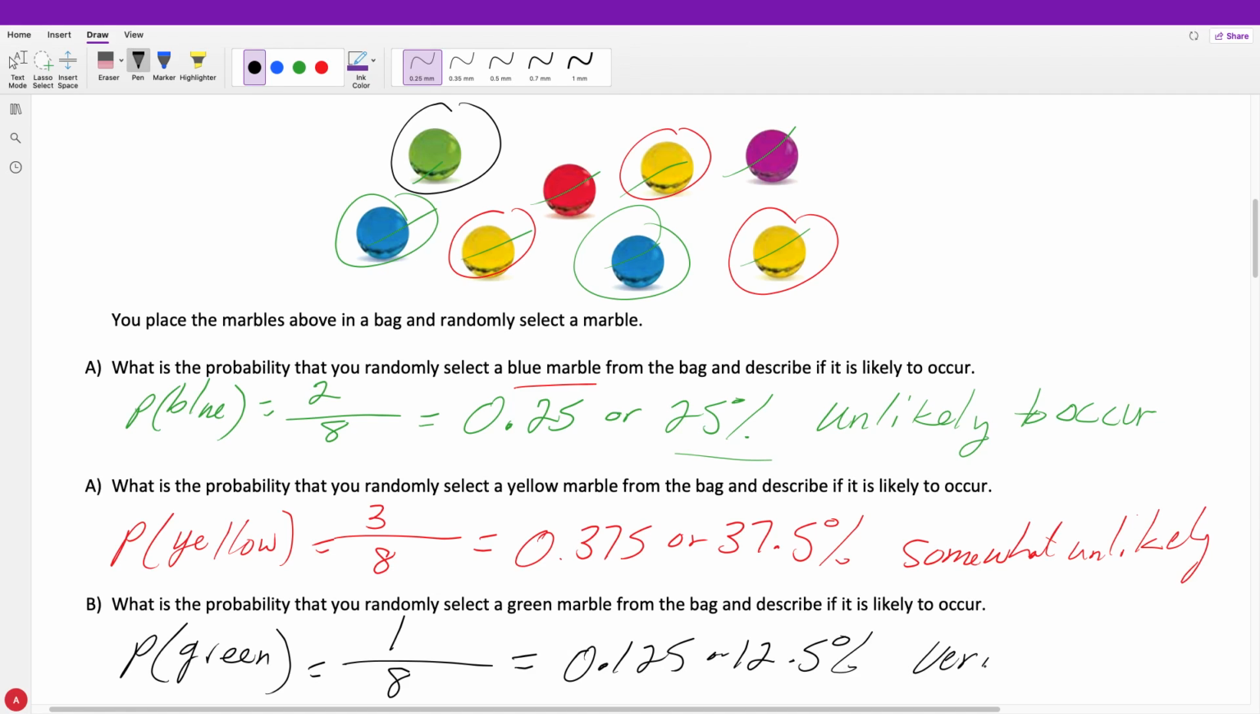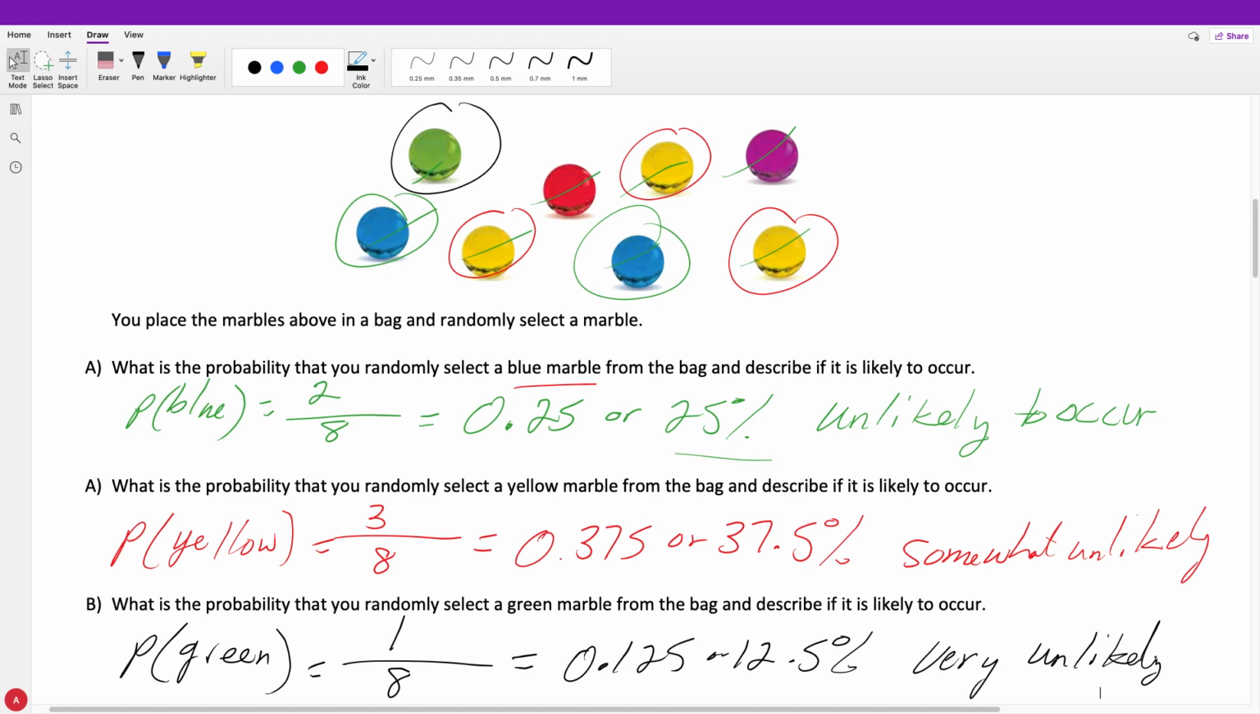So what is the probability of this happening? I would say this is very unlikely to occur. Doesn't mean that it can't, but it's very unlikely because there's only a 12% chance of you getting that, which is really, really close to 0, which we know 0 means it is impossible. And it's much closer to 0 than it is to 50 or 100%. So I would say it's very unlikely to occur.